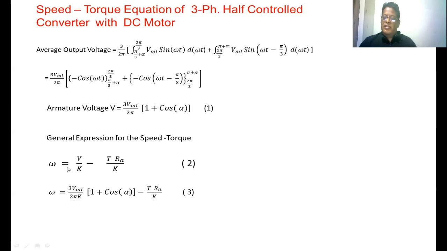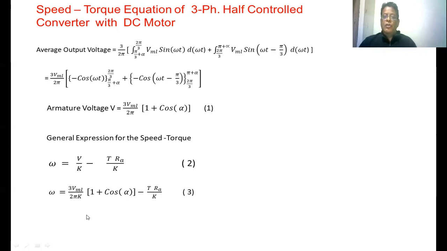Now, we already know the general expression for the speed torque characteristics of a DC motor. Speed equals V by K minus T into RA by K. In place of V, you substitute equation 1. Then you get the speed equal to 3 VML by 2 pi K into (1 plus cos alpha) minus T RA by K. This is the final expression for the speed torque characteristics of a shunt motor with a semi-converter.